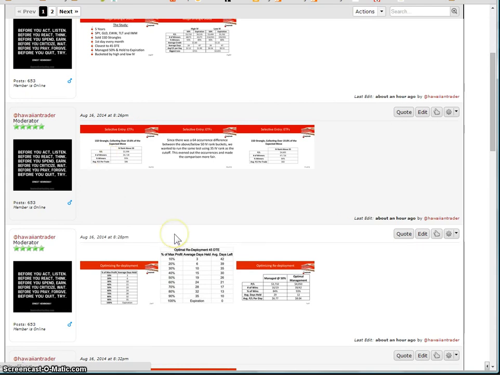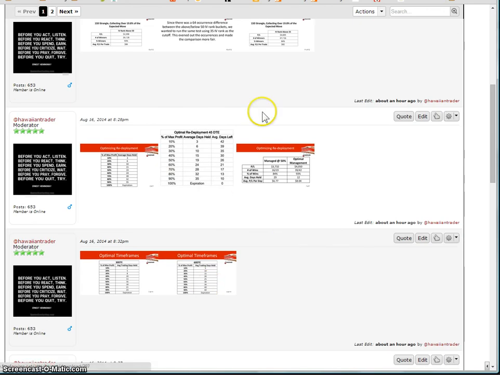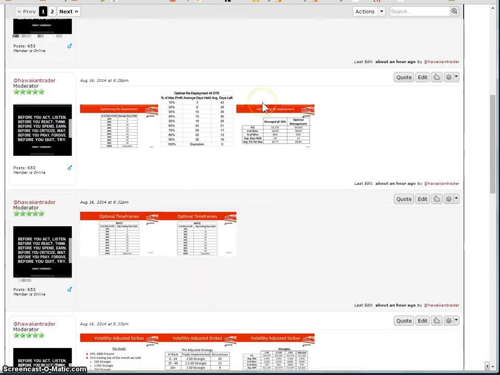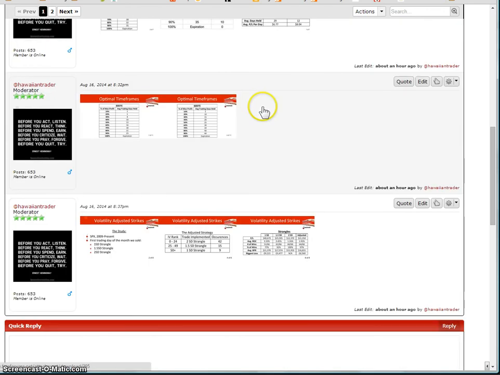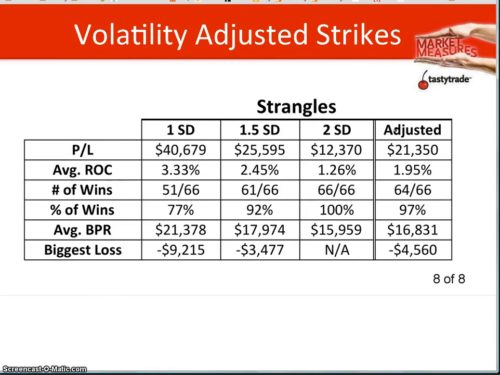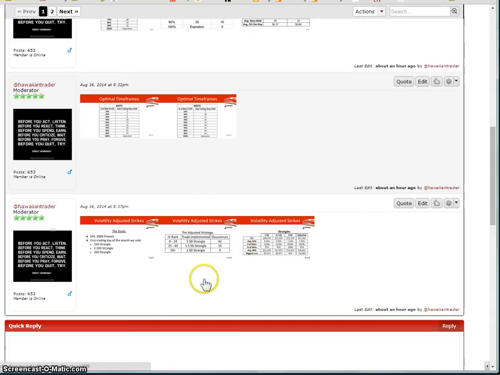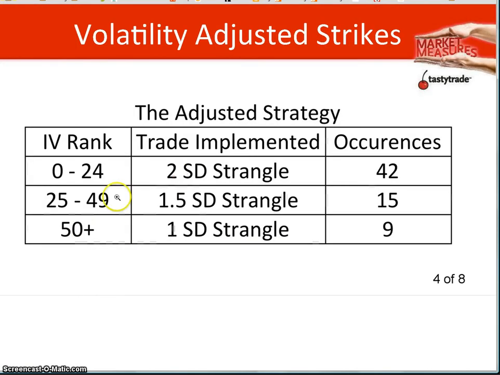And the other one, of course, that I use is the volatility adjusted strike. Right here. I'm just doing a real quick recap. This one right here. So you kind of know what you should trade. If IV rank is this, you should go this much further out.